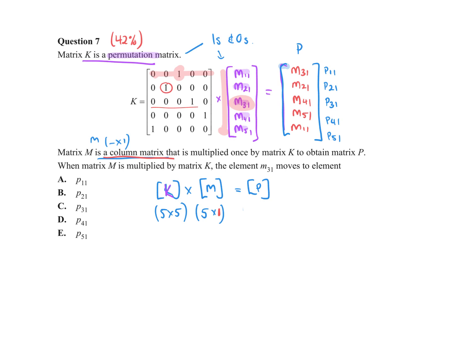So when this happens, where did M31 move? Where did it go to? It went up to here, so it went to P11. Look.